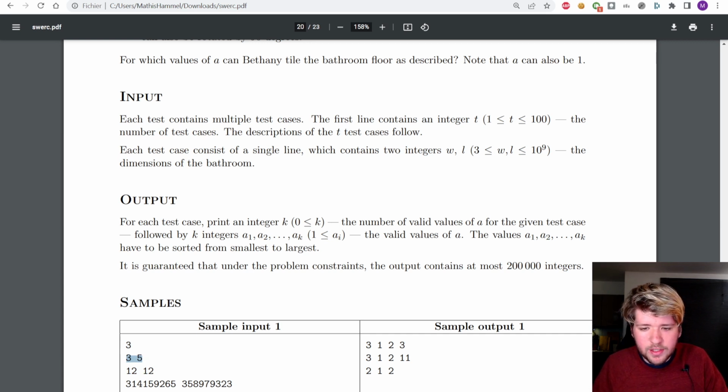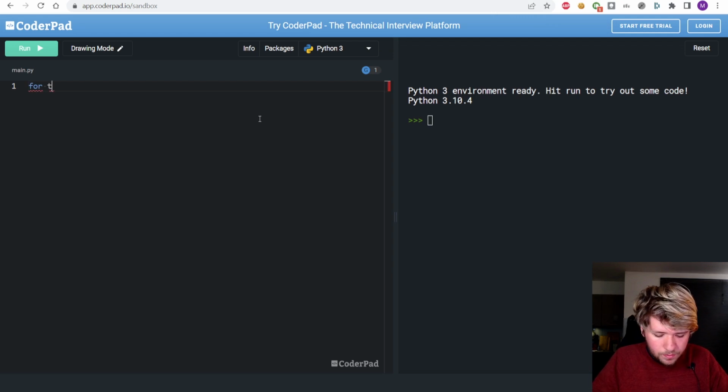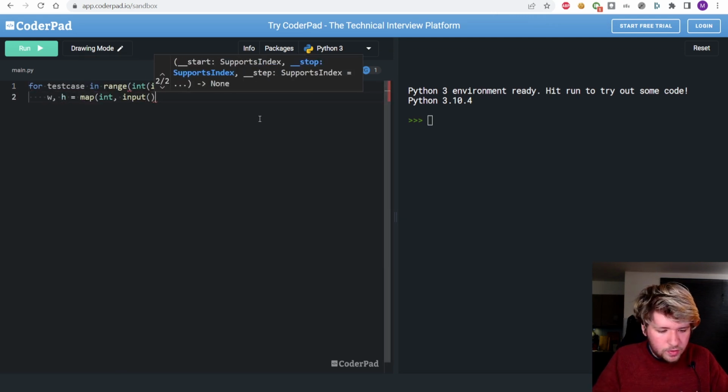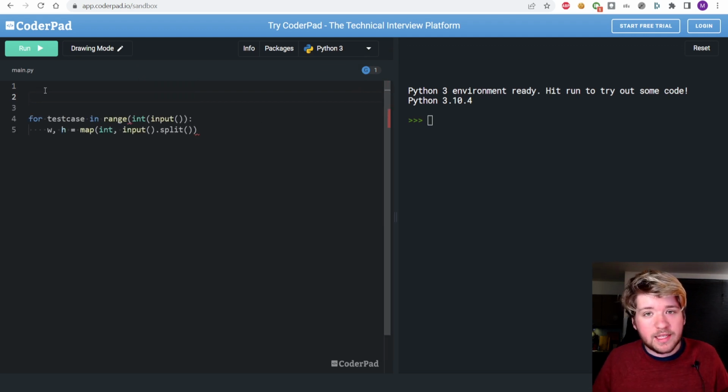So let's parse those first. W and H are two inputs that are given on the same line. Then we're gonna need a function that finds all the divisors of a given number.